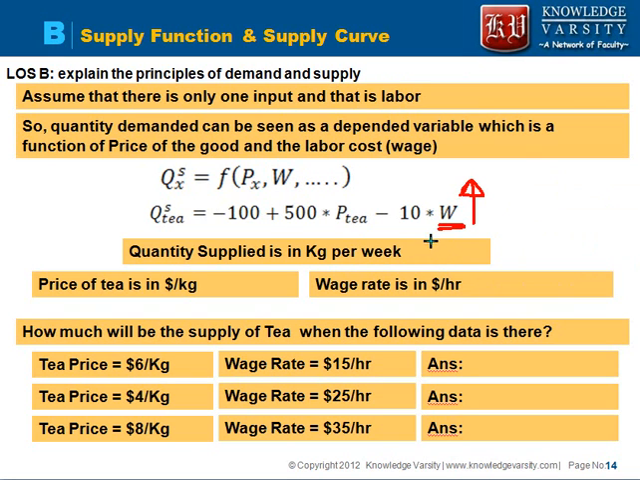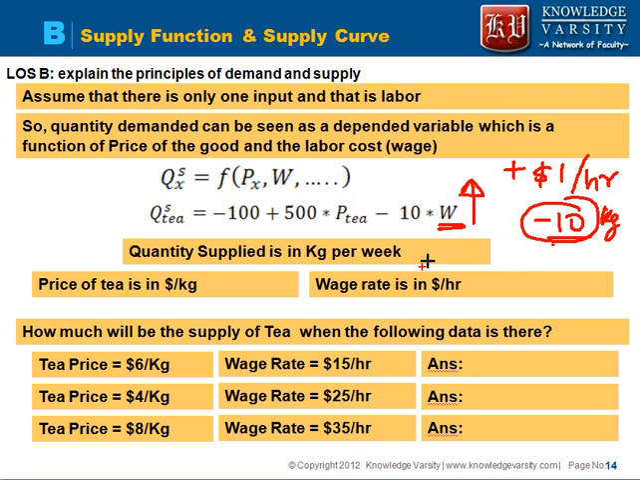Now think about what happens when the wage increases. When the wage increases, the cost of the supplier increases, so he will be less willing to supply, and the quantity supplied will be lesser. Suppose the wage increases by $1 per hour. He will reduce the quantity supplied by 10 units, 10 kg. He will supply less by 10 kg.